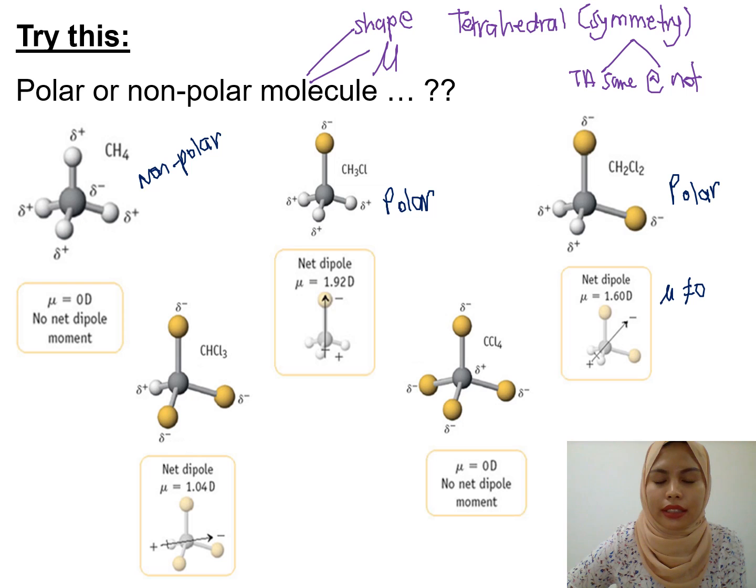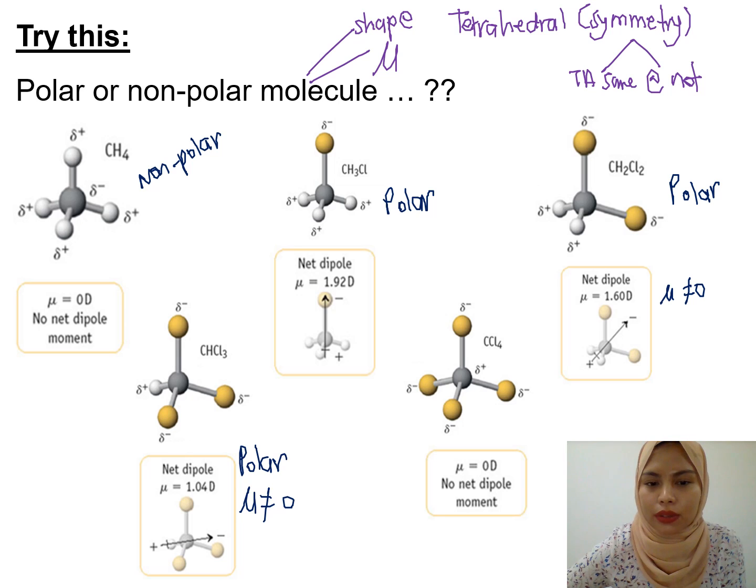Next ialah CHCl3. CHCl3 pun adalah dia punya shape dia symmetry because tetrahedral, tetapi terminal atoms dia lain, H dan juga 3Cl. Therefore akan ada net dipole moment di situ. Bila ada net dipole moment di situ, that means dia punya dipole moment tak equals to zero. Bila dia punya dipole moment tak equals to zero, this will make the CHCl3 molecule is a polar molecule.